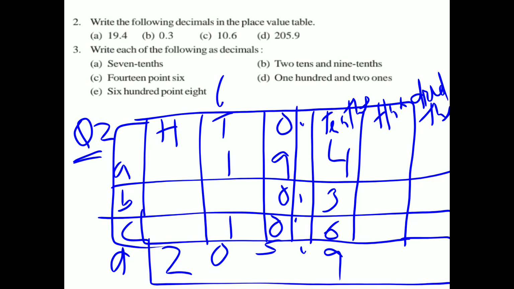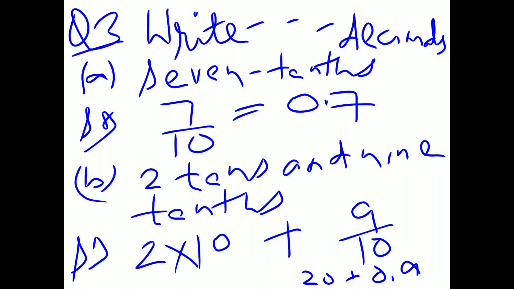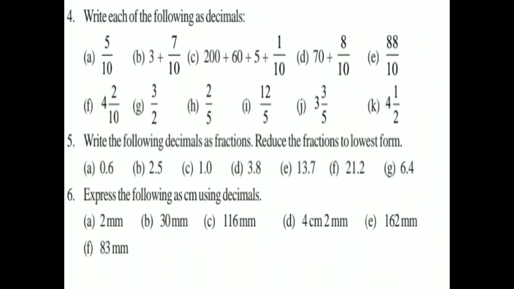600.8. So you write 600.8. You can write it directly because the point is already written. Clear? Now students, we do question number 4.